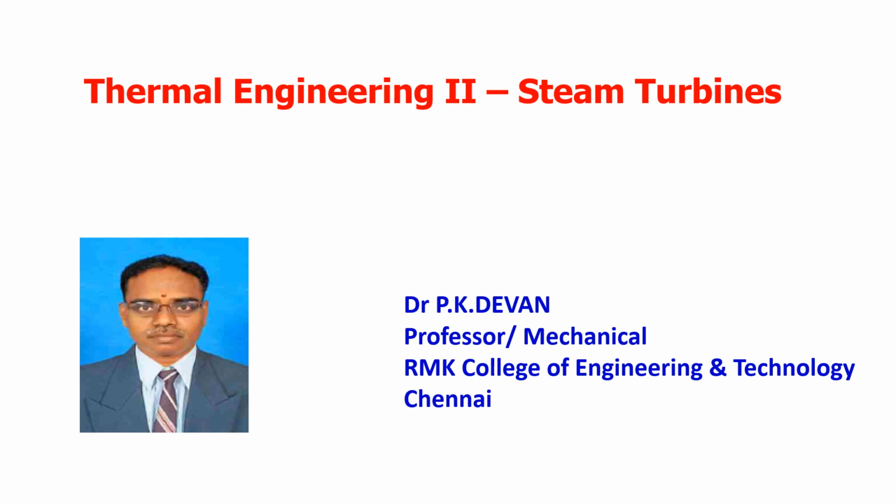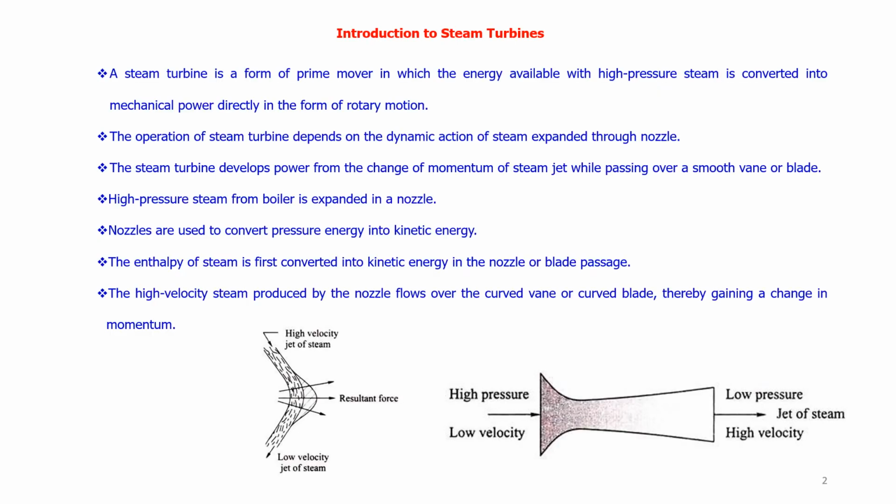Dear friends, in this video we are going to discuss some types of steam turbines and the compounding of steam turbines. So in the introduction section we are seeing that the steam turbine is a prime mover in large power plants where high pressure steam is converted into mechanical power directly in the form of rotary motion. From the boiler, steam is generated and high pressure steam will be impinging on the turbine blades through the nozzles.